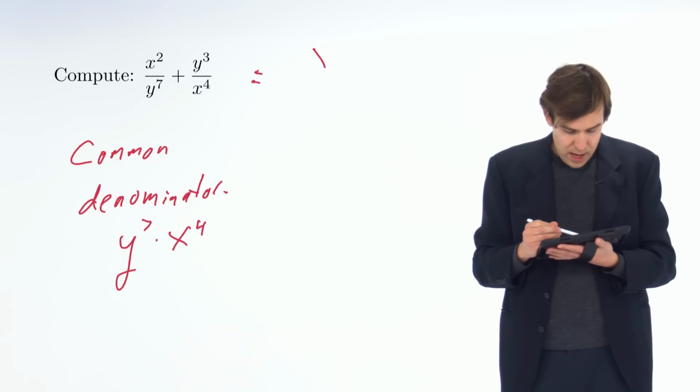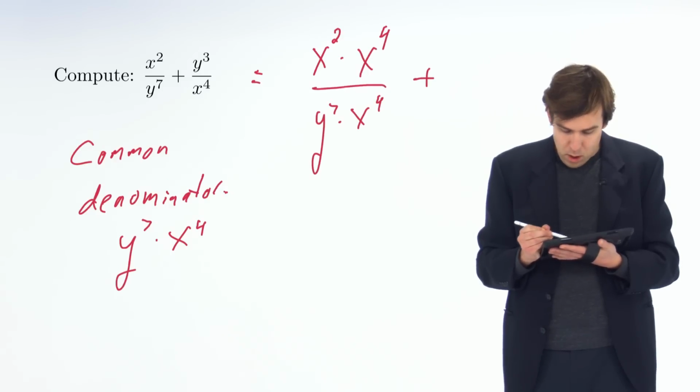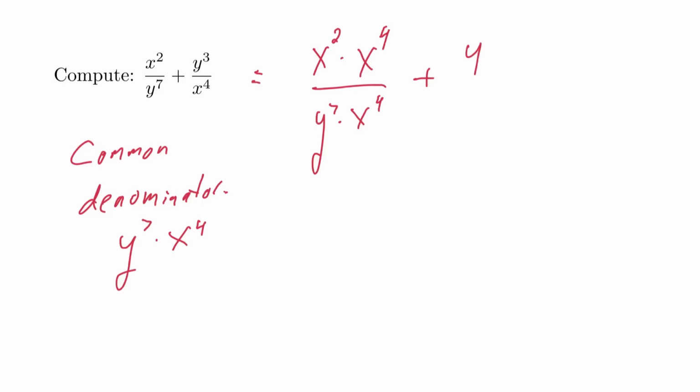So I say this is x squared times x to the 4th divided by y to the 7th times x to the 4th plus y cubed times y to the 7th divided by x to the 4th times y to the 7th. So all I did is multiply by 1 in the form of x to the 4th over x to the 4th, or y to the 7th over y to the 7th. And now I clean up.